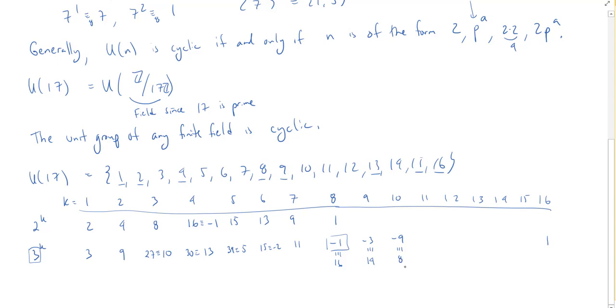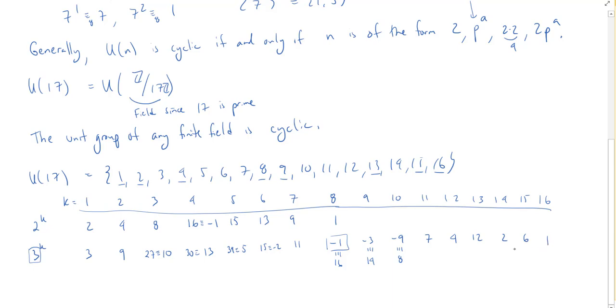Let's see, 3 times 8 is 24, which is the same thing as 7. 3 times 7 is 21, which is the same as 4. 3 times 4 is 12, same as -5. 3 times -5 is -15, which is the same as 2. 3 times 2 is 6. And 3 times 6 is 18, which is congruent to 1.